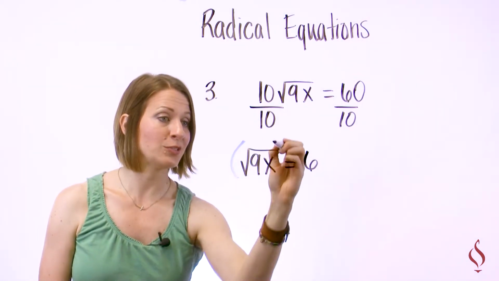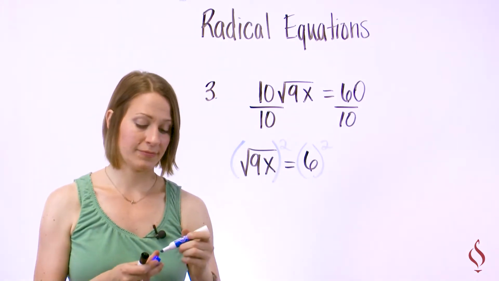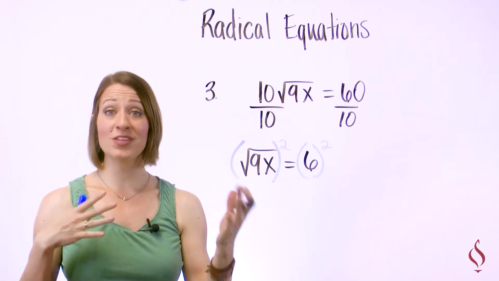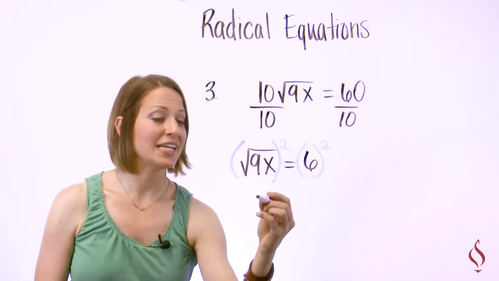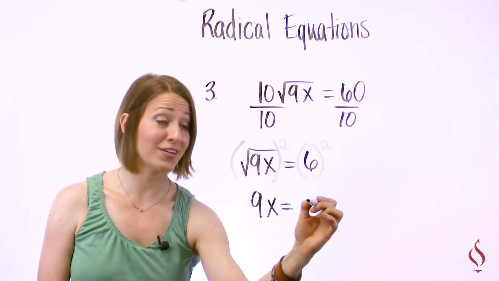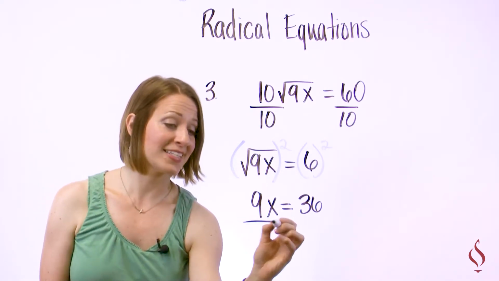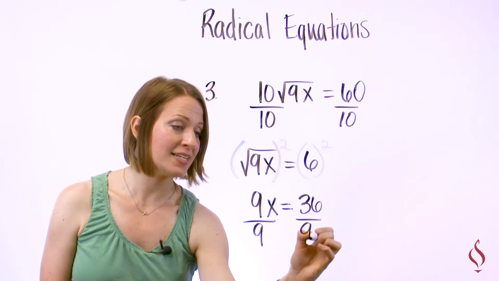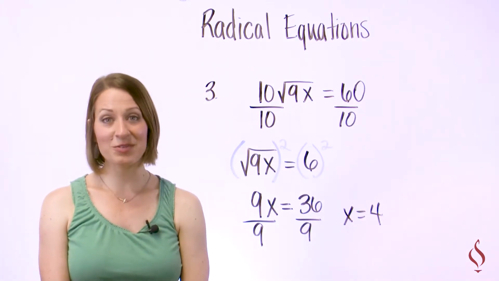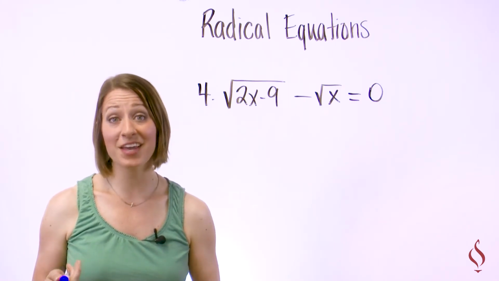I'll do that in blue. When you square a radical, those two cancel each other. So you're left with 9x equals 6 squared, which is 36. Now we're going to solve for x. Divide both sides by 9, and x equals 4. Let's look at one more problem together.